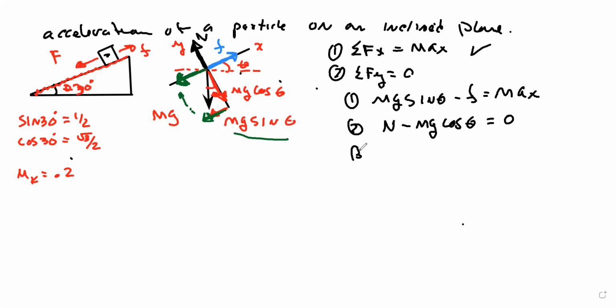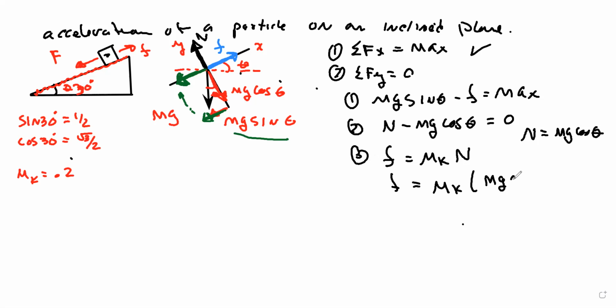And we can say that we have a third equation, which says that the friction is going to be mu k, the coefficient of kinetic friction, times the normal force. So we can solve here. The normal force is going to be equal to mg cosine of theta, solving on equation number 2. And we can plug that in equation number 3. So the friction is going to be mu k mg cosine of theta. So we're going to plug that in the first equation.